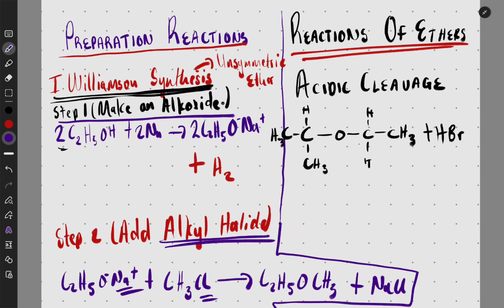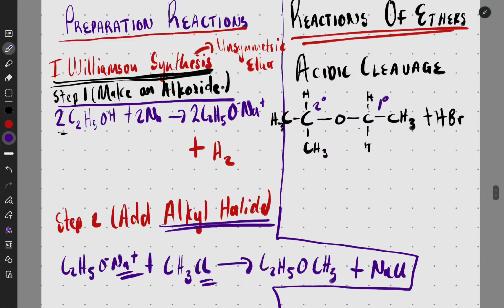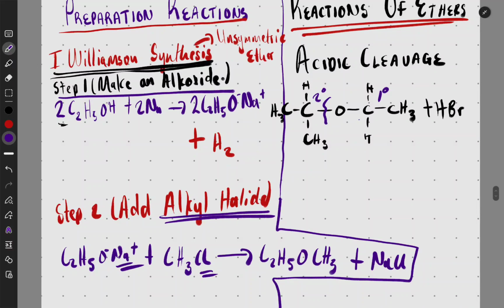Well, O never goes with the guy connected to more carbons. So let's talk about this carbon here. What type of a carbon is it? It's a secondary guy because it's connected to two other carbons. What about this one? This one is a primary. It's connected to one other carbon. So where will the O go? O will always go with the lower guy, which is the primary. So here it is going to go with the primary. So it's going to break here.